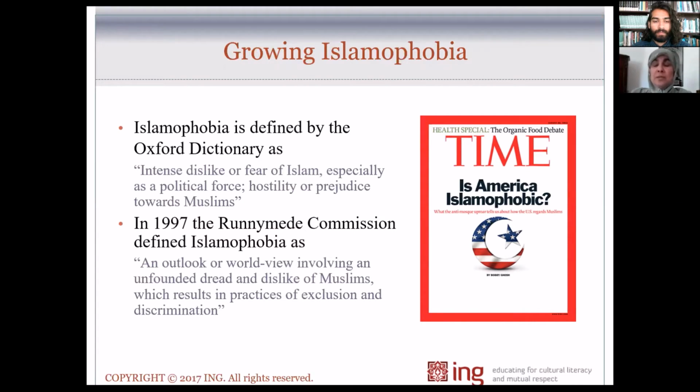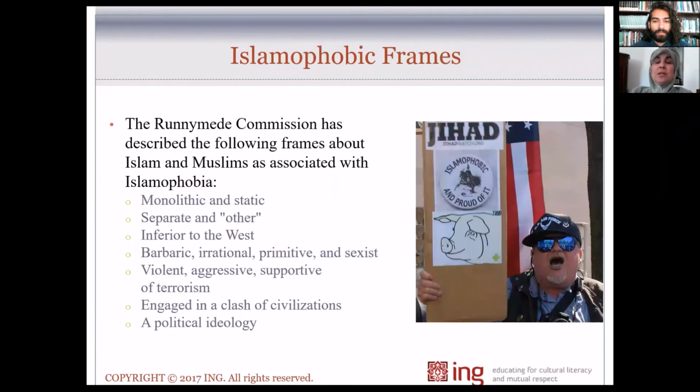prejudice towards Muslims. Islamophobia was defined as far back as 1997 by the Runnymede Commission as an outlook or worldview involving an unfounded dread and dislike of Muslims, which results in practices of exclusion and discrimination.